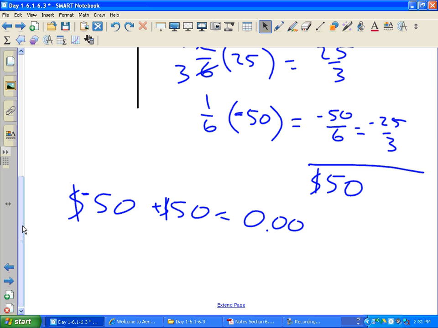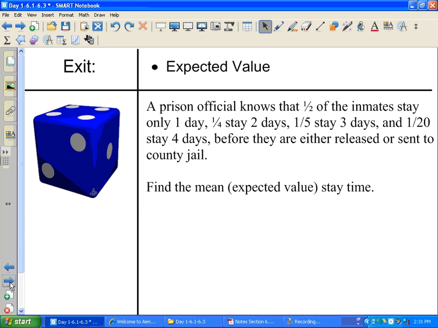All right. Last problem for the day then. I want you guys to do this. A prison official knows that half of the inmates stay only 1 day, a quarter of the inmates stay 2 days, a fifth stay 3 days, 1/20th stay 4 days before they either release or they get sent to county jail. What I want to know is how long they stay in prison based on those facts. In other words, find the expected value.